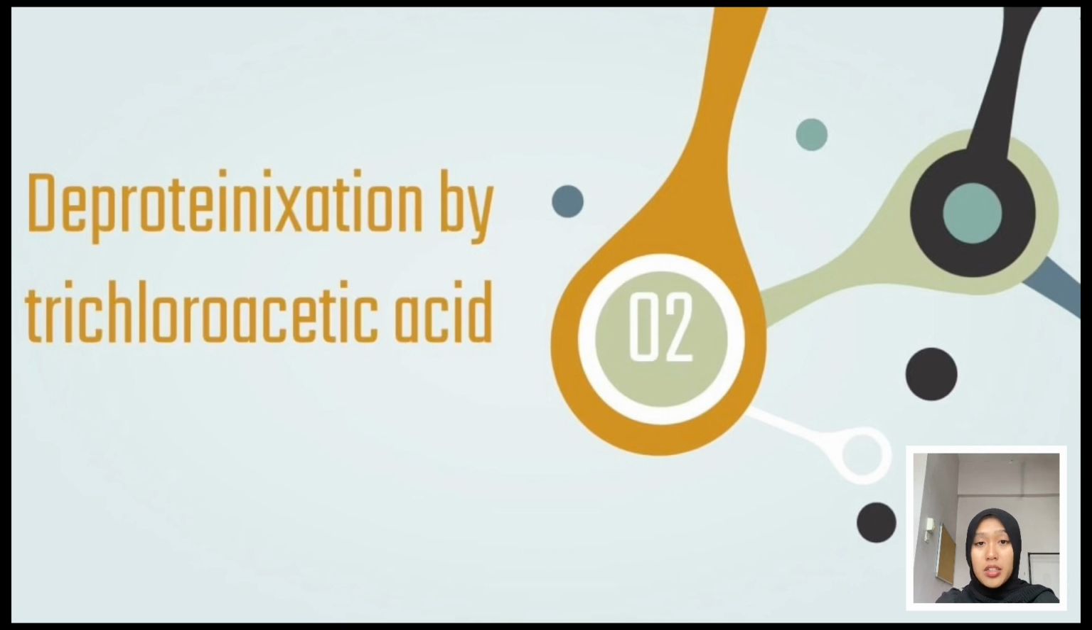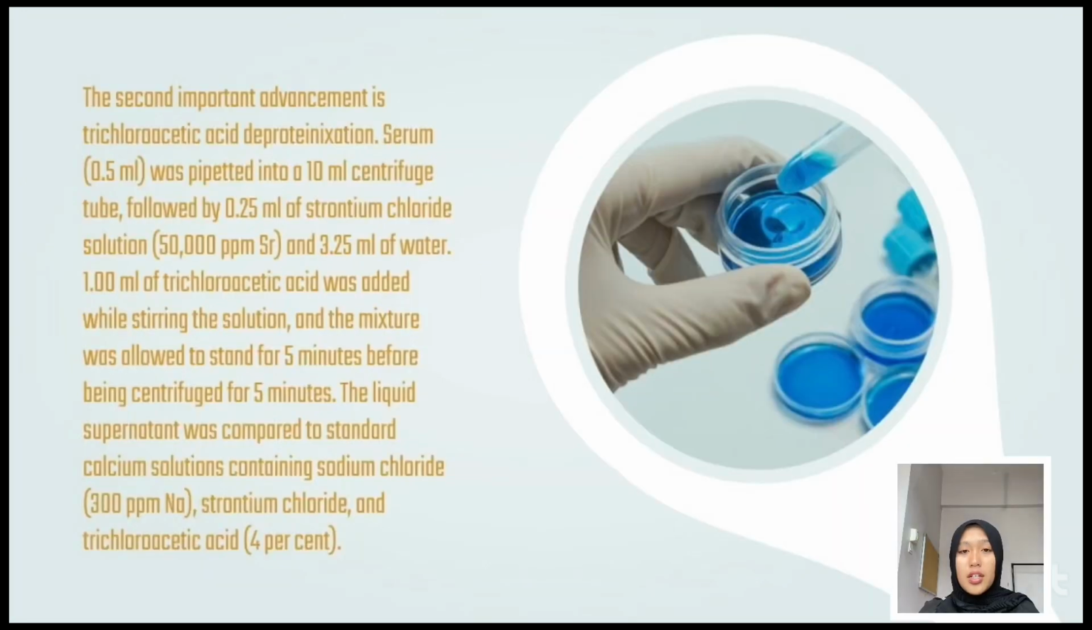The next major step is the deproteinization by trichloroacetic acid. In this step, a serum of 0.5 mm was pipetted into a 10 mm centrifuge tube, followed by 0.25 mm of strontium chloride solution and 3.25 mm of water. 1 mm of trichloroacetic acid was added while stirring the solution, and the mixture was allowed to stand 5 minutes before being centrifuged. The liquid supernatant was compared to standard calcium solution containing sodium chloride, strontium chloride, and trichloroacetic acid.